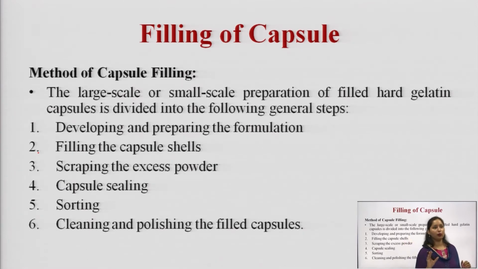So, methods of capsule filling. The large scale or small scale preparation of filled hard gelatin capsule is divided into the following general steps. Whether we are going to produce at a large scale or a small scale, the following steps should be taken into consideration while we manufacture the capsule. First is developing and preparing the formulation. You have to develop the formula, that is the composition of the API and the excipients which we are going to fill into the hard gelatin capsule shell.